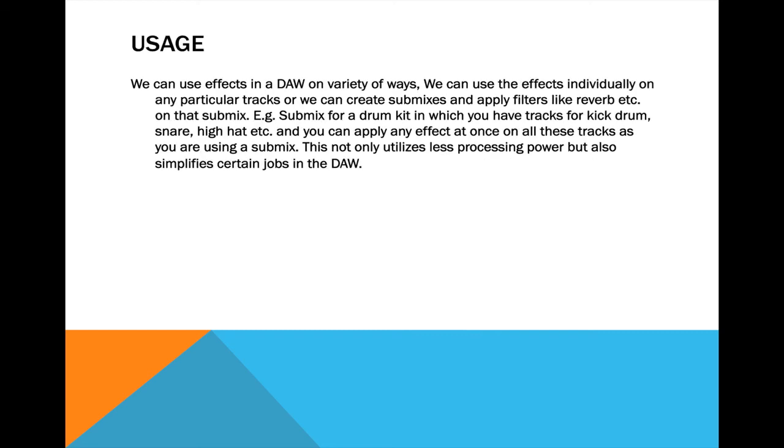Using all these categories of effects, we can use effects in the DAW in a variety of ways. We can use the effects individually on any particular track, or we can create submixes and apply effects like reverb, etc. on that particular submix. For example, a submix for a drum kit in which you have tracks for kick drum, snare, hi-hat, etc., and you can apply any effect at once on all these tracks as you are using a submix. This not only utilizes less processing power but also simplifies certain jobs in the DAW.